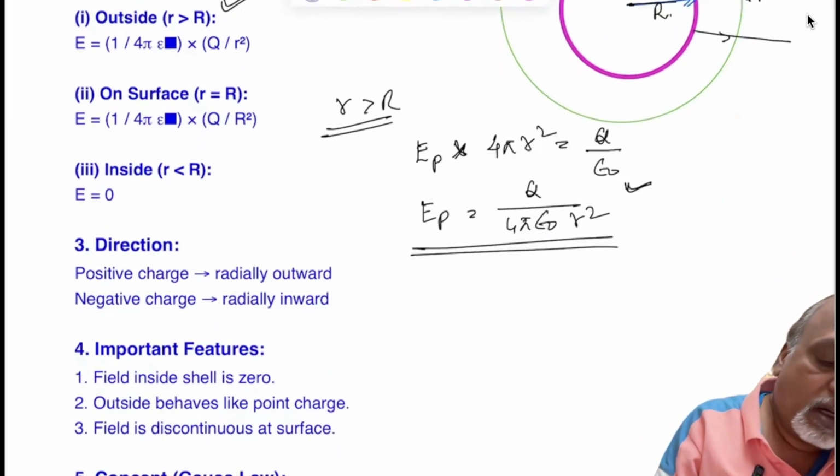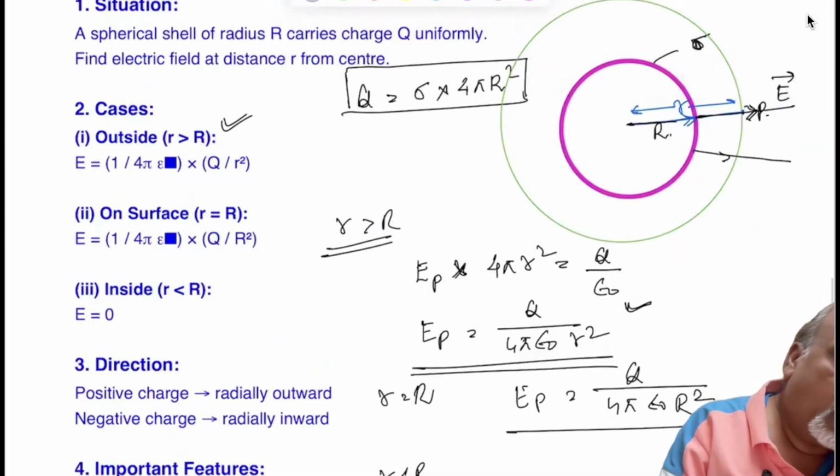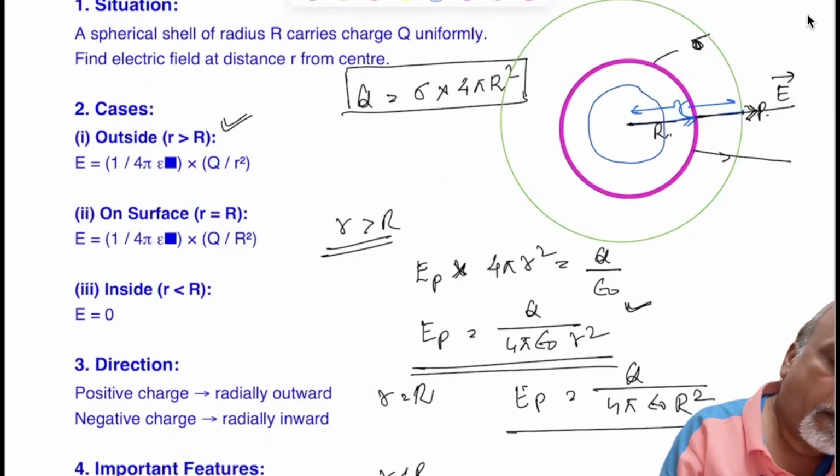Now when r is R, then EP is nothing but you can substitute as Q upon 4 pi epsilon 0 R square. But suppose when r is less than R, then what will happen? Let us see. This is the Gaussian surface we have made.